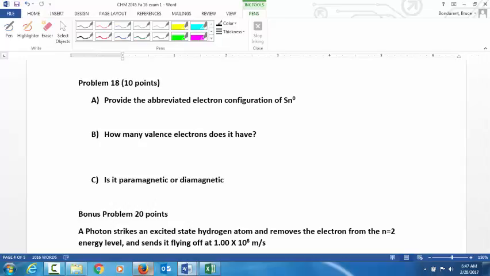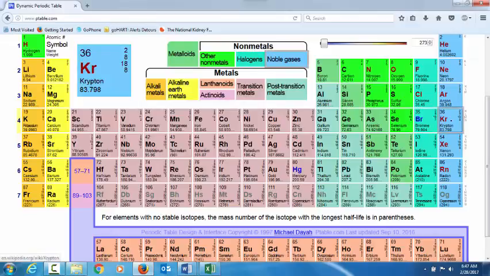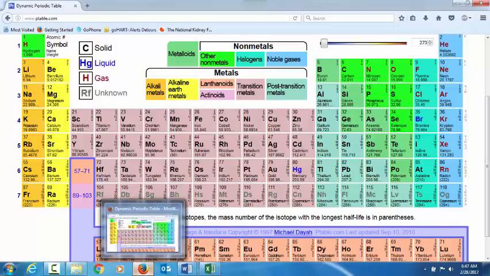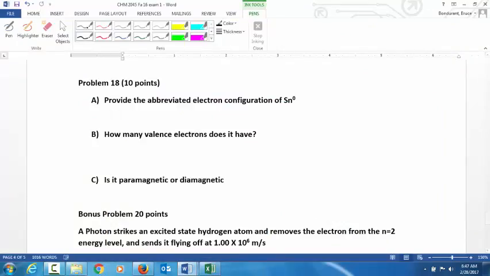Provide an electron configuration, and let's see what's before it. Before tin, you've got Krypton. So Krypton, and now you have 5s2, 4d10, and 5p2. And now, if you think of this p orbital, how many valence electrons?